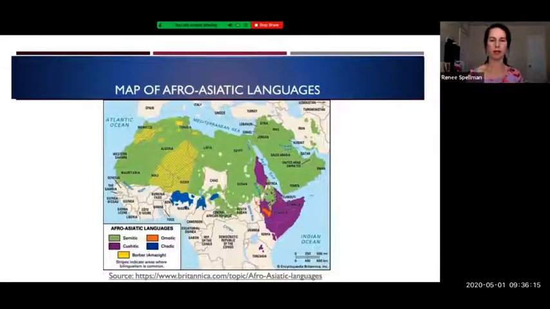So this is just kind of an interesting map that shows you the Afro-Asiatic languages. By far the Semitic, which is the green, is the largest area and has the most speakers currently. Then you have Cushitic, which is the purple, and Omotic, which is the orange, and then the Berber, which is the yellow here. And then the blue here is Chadic.